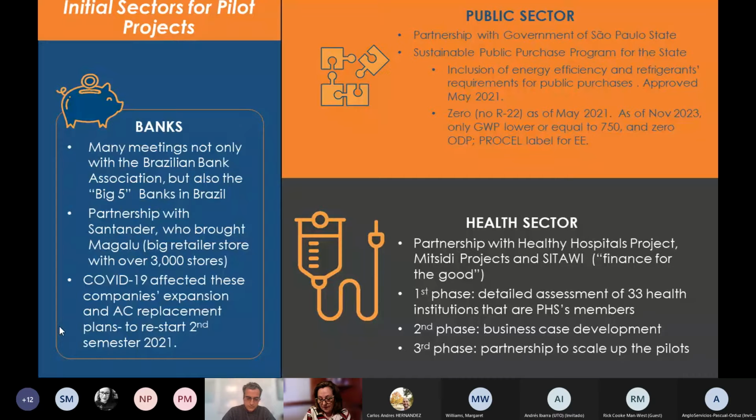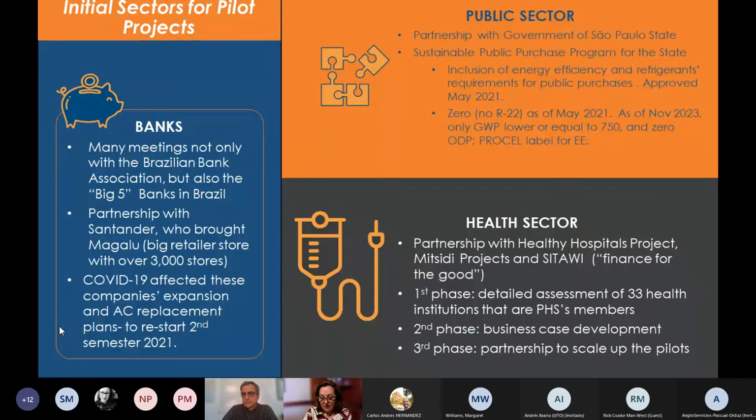Santander is, like I said, as Magazine Luiza is Santander's client, and of course they're going to discuss finance through Santander Bank for their regular replacement programs that they have. We have also engaged the purchase power of the state government of São Paulo and succeeded to introduce new criteria for statewide public procurement and educated their purchase divisions to purchase new high efficiency air conditioning units instead of still available but inefficient R22 ones.